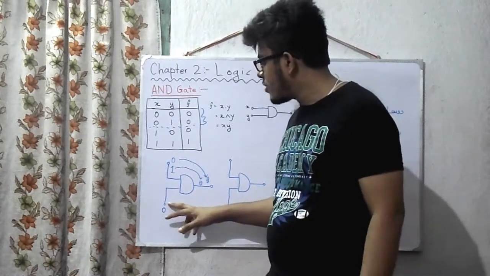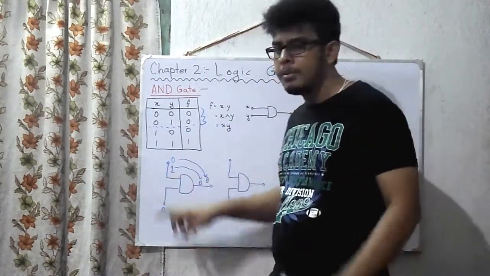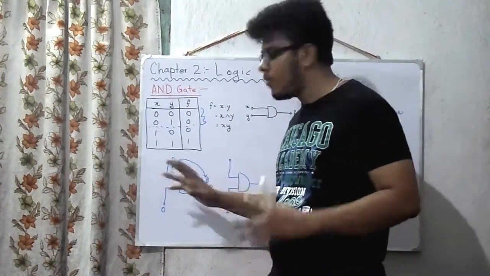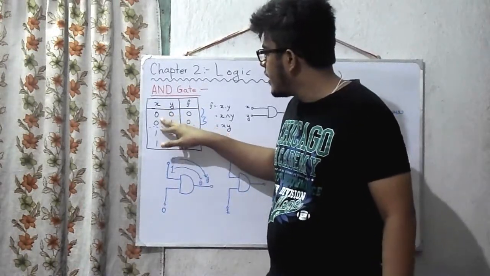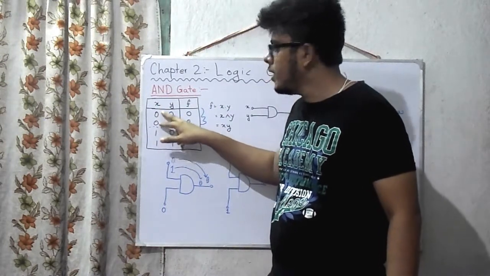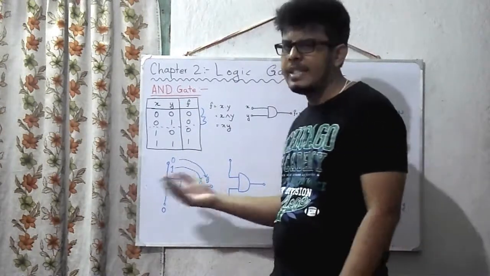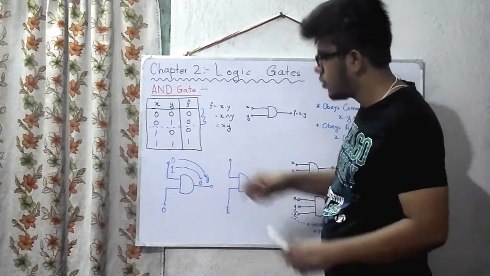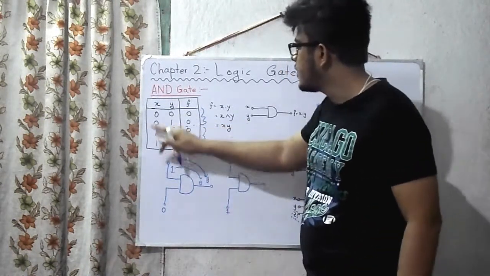You fix a particular pin to 0, and on the other pin you provide whatever input, 0 or 1, the output is still going to be 0. Because if either one of the inputs is 0, the output remains 0. That is basically the concept. And if you look at the next two combinations, here you see that x is fixed to 1.